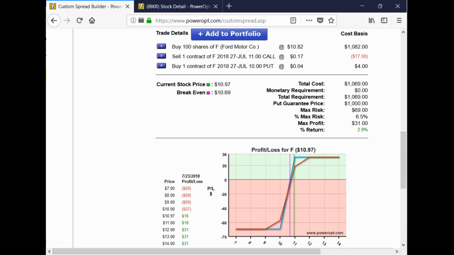If you roll up further out in time, you've given yourself some more room, but if it blasts through that short call, you may have to roll it again. So that's what we battle with in those cases. I prefer just not to have something open.